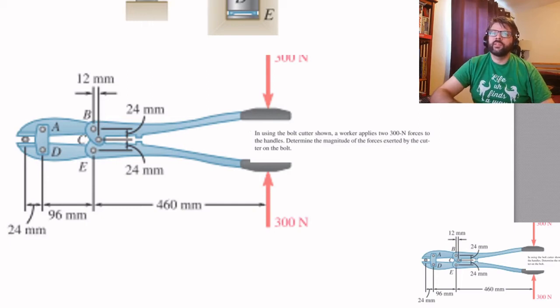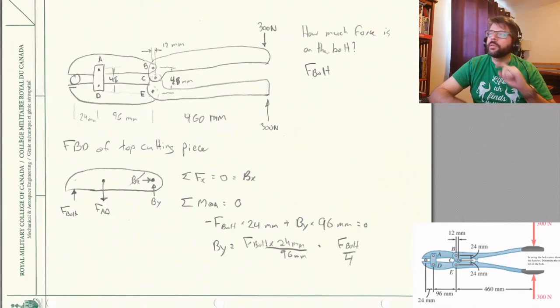So this next example that we'll be looking at here is a set of bolt cutters. In it we've got a worker who is able to apply a 300 Newton force to each side of the handle. And then we want to figure out how much force that translates into cutting at the bolt. So we're trying to find out what the force is here on the bolt. We're going to call that F bolt.